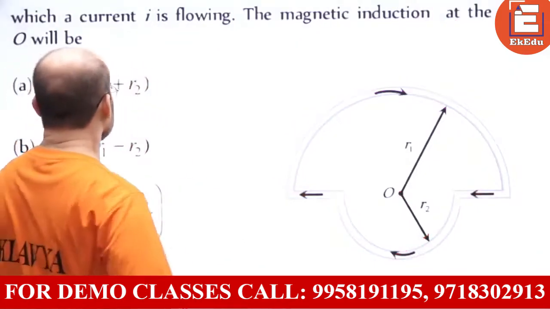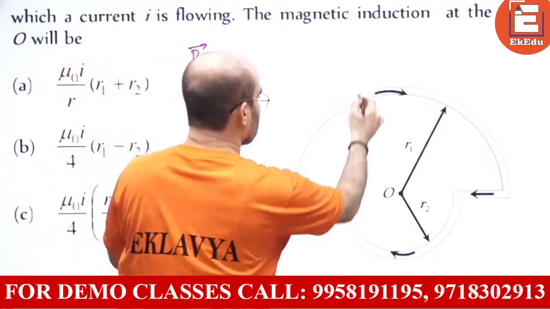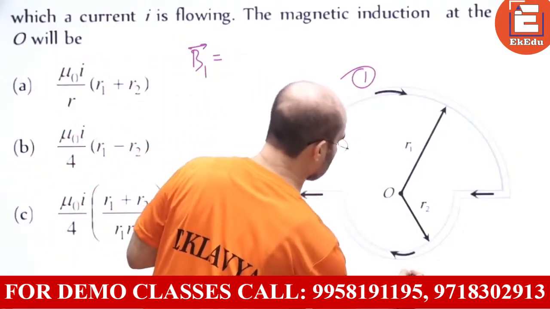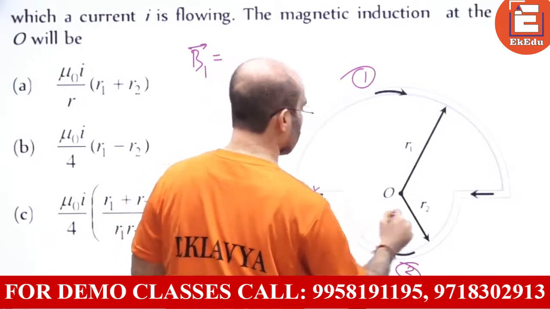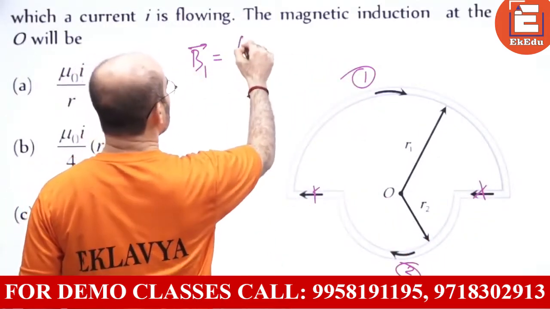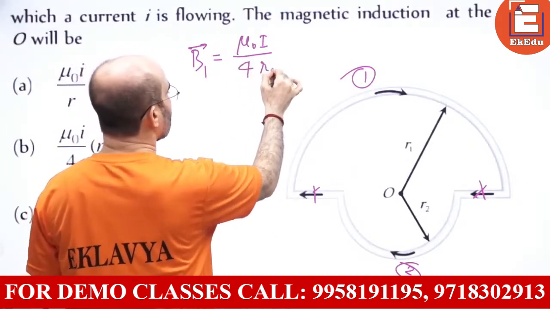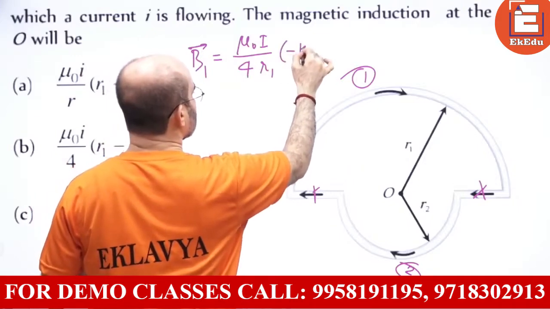Let us do this. So magnetic field B1 equals, let's call this one B and this as 2. These two will have no effect. So due to this, what will be there? Mu naught I by 4R1, and this is minus K cap.